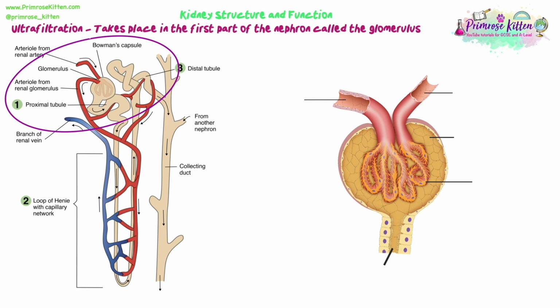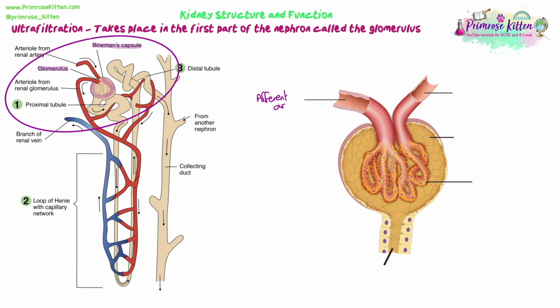Okay, so we're going to start at the beginning of the nephron with ultrafiltration. So ultrafiltration, as it says, we're filtering the blood. We're filtering out a lot of things from the blood, and it takes place in a section called the glomerulus. The glomerulus is the knot of capillaries sitting inside a little sac that we call the Bowman's capsule. So this is the start of the nephron, where all of the blood first enters and where we start our process of filtering.